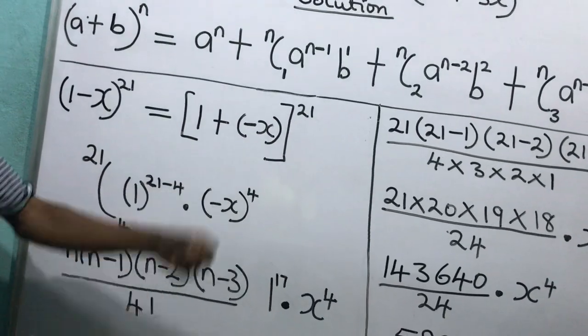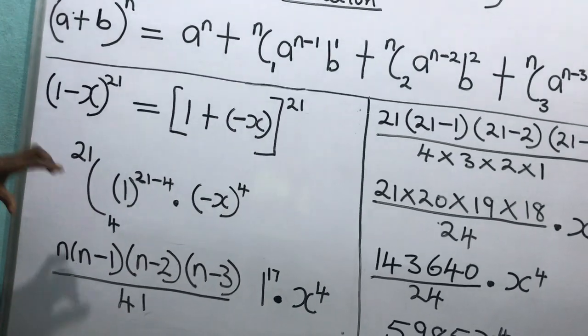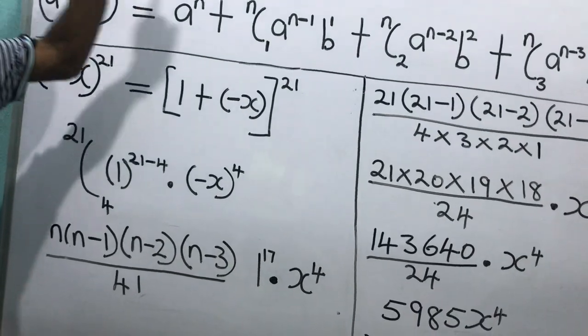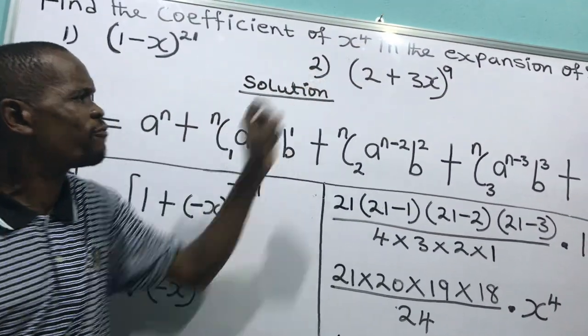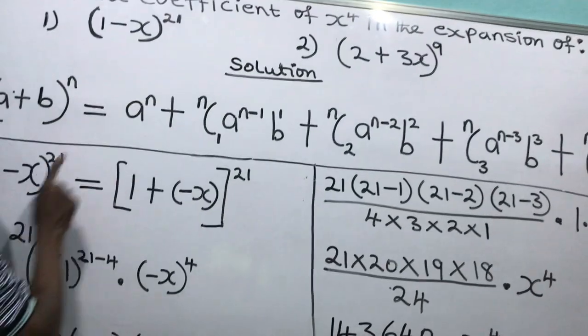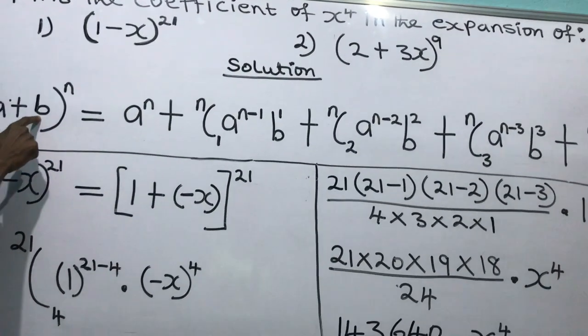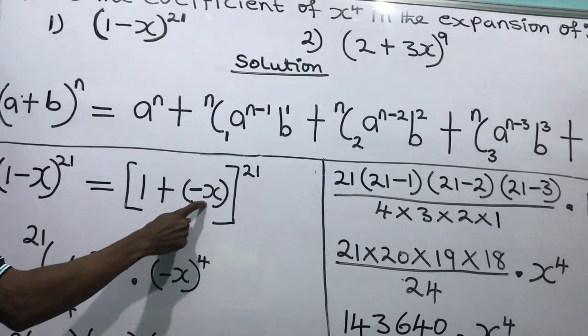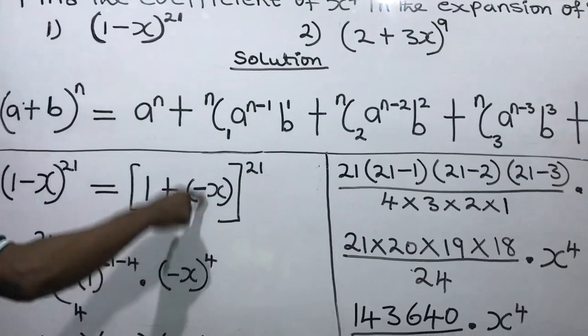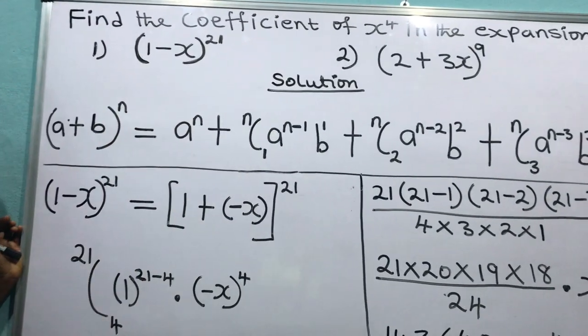Now, let's go to the solution to the question. What they ask me is the coefficient of x raised to power 4. And who is this x raised to power 4? My B. Look at it, my B is x. They are asking me the coefficient of x raised to power 4.